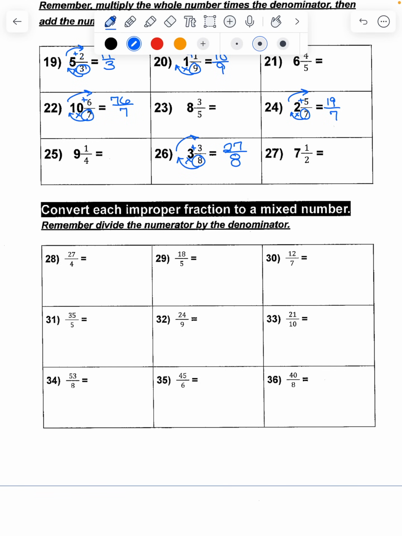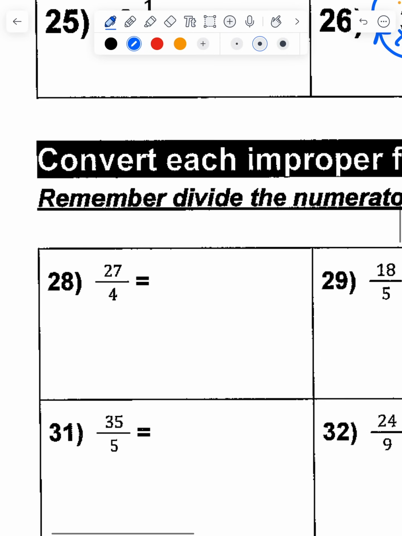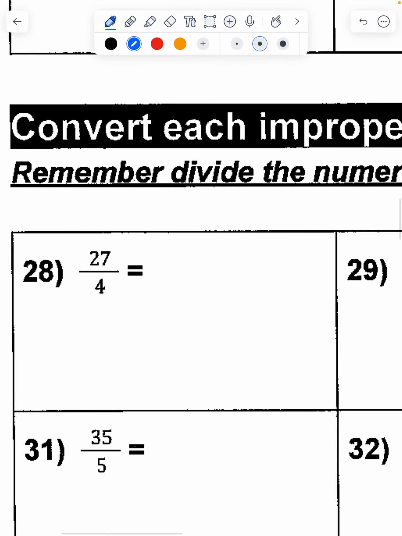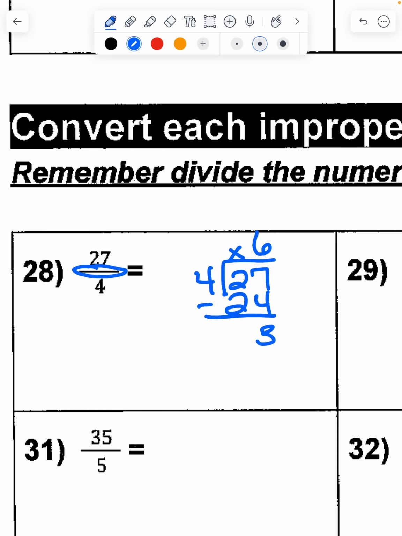Okay, the next section is we're going to convert each improper back into a mixed. So we just did a mixed to an improper. Now we're going to go from an improper and turn it back into a mixed. Let's start with 28. 27/4. Remember that this fraction bar is a division bar. So I'm going to do 27 divided by 4. 4 does not go into 2. 4 goes into 27 6 times. Use your multiplication chart if you need to. 6 times 4 is 24. And when we subtract, we get 3.